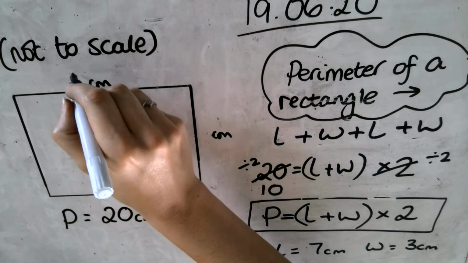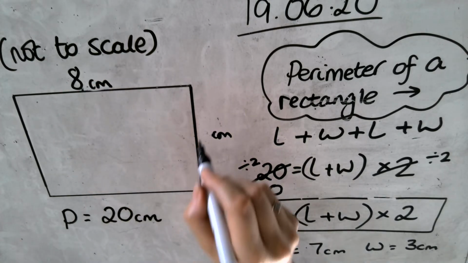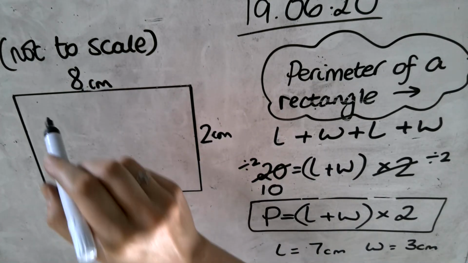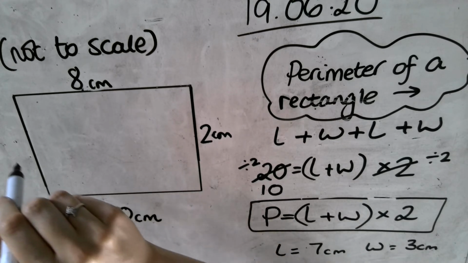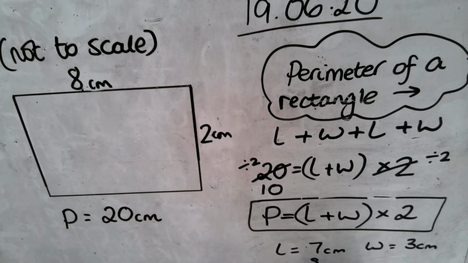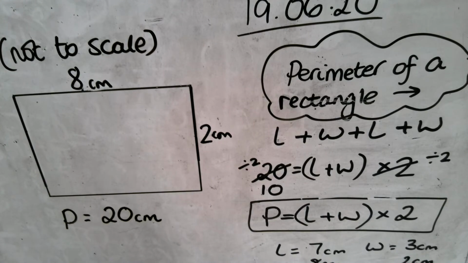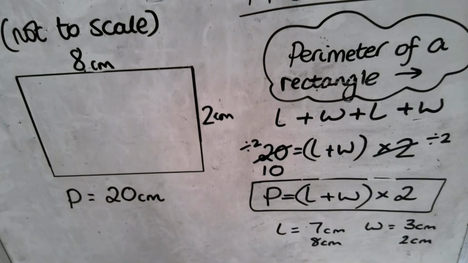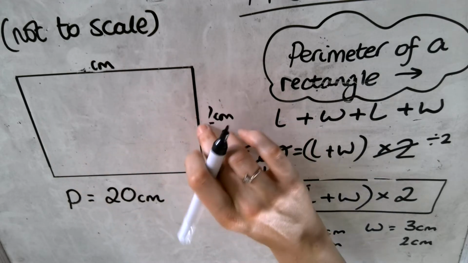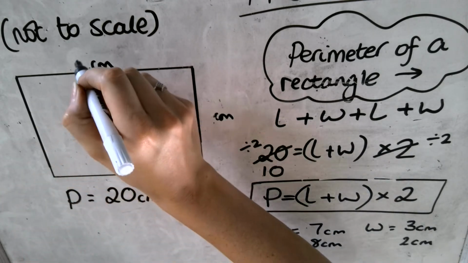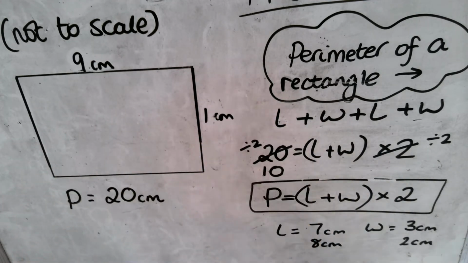You could say 8 and 2. 8 add 2 is 10, add 8 is 18, add 2 is 20. So we could have a length of 8 centimetres and a width of 2 centimetres. Is that our only possible answers? No. I think there's another one. We could have 9 and 1.